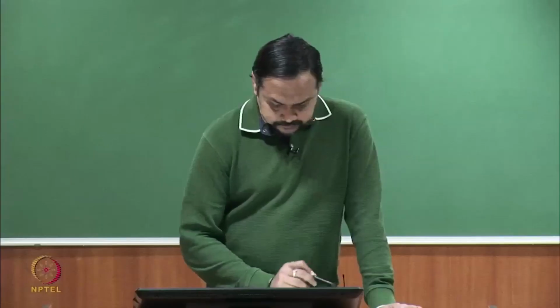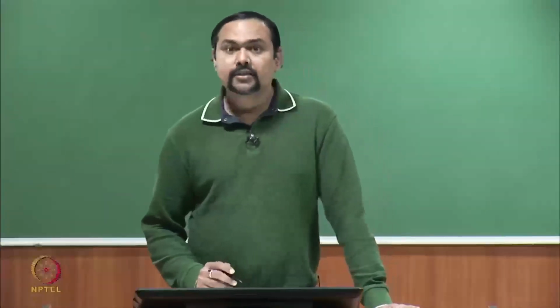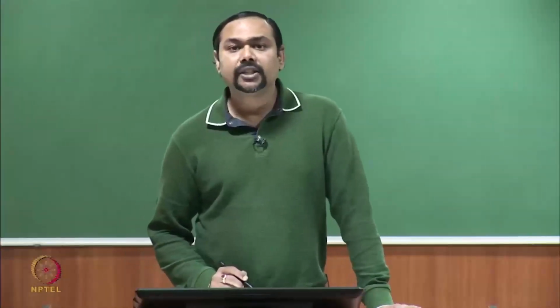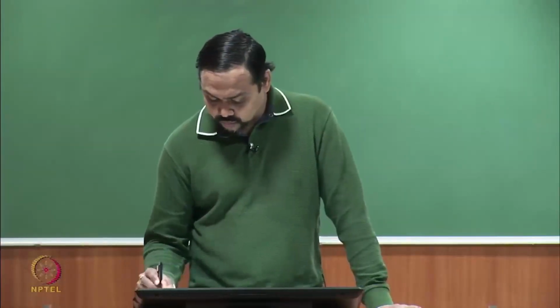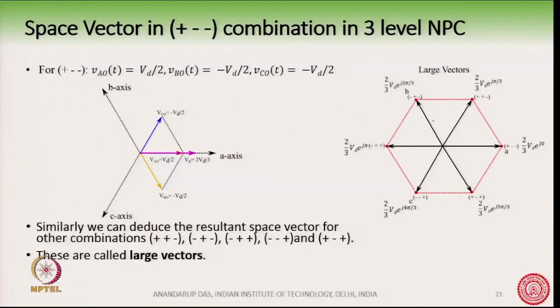Now, there are some vectors which are even larger in size. So, this is shown in this space vector diagram. This will form the boundary of the space vector diagram. Again, I will use the dotted line to show you the inner hexagon here, and you have the outer vertices of this hexagon.